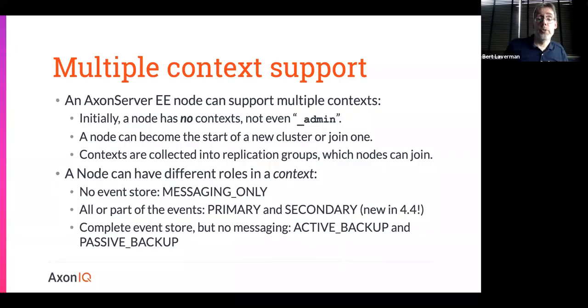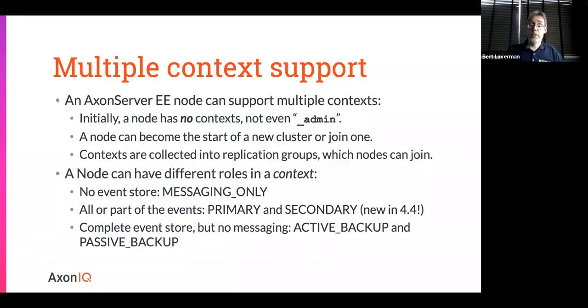Then there is also a possibility for having a node which has an event store but does not use or join in the messaging functionality. Those are the active backup and the passive backup nodes. The usual usage for these nodes is to have a backup of the event store, and you can, for example, deploy them in a different region for disaster recovery.